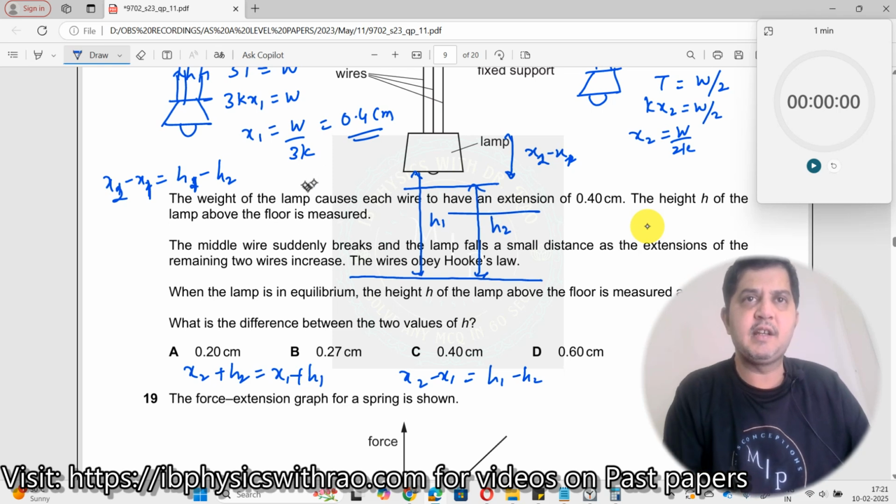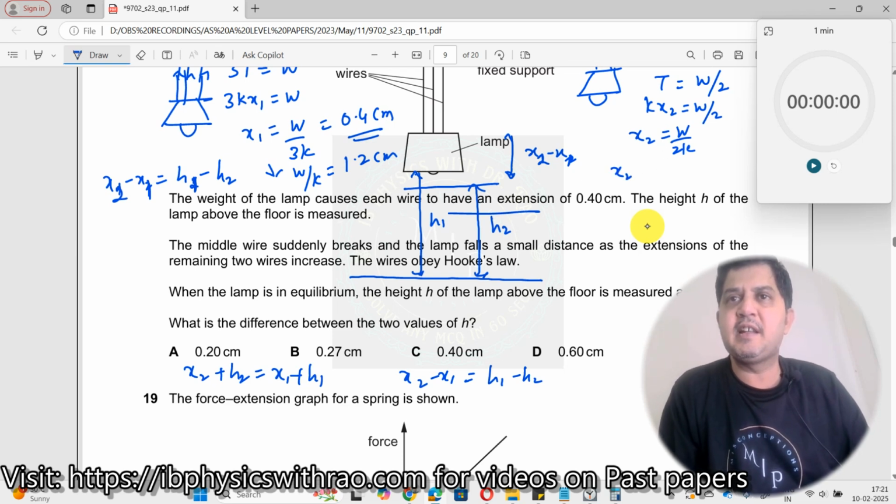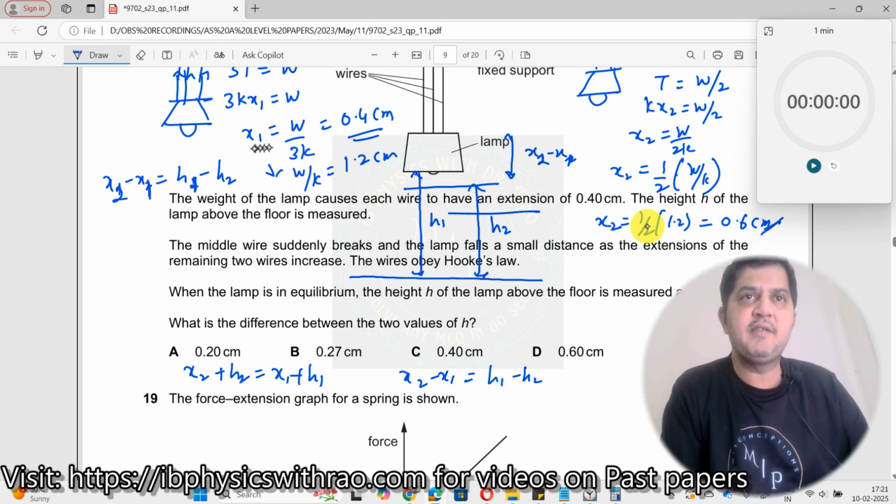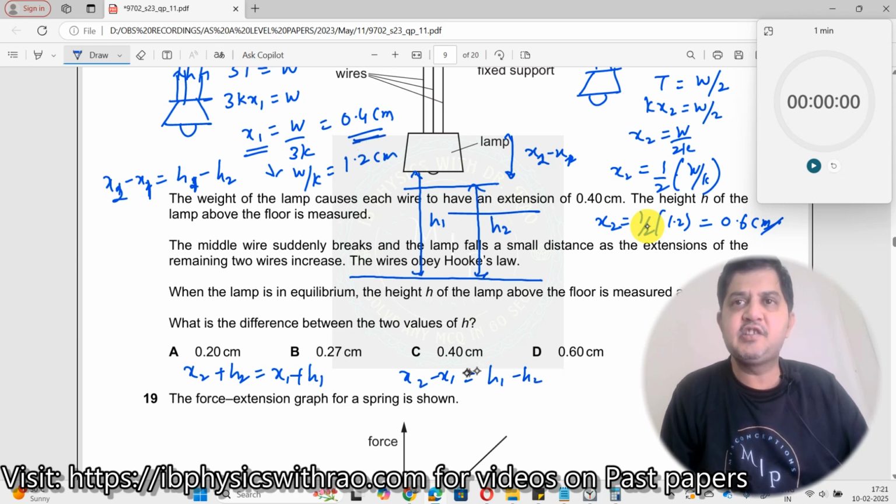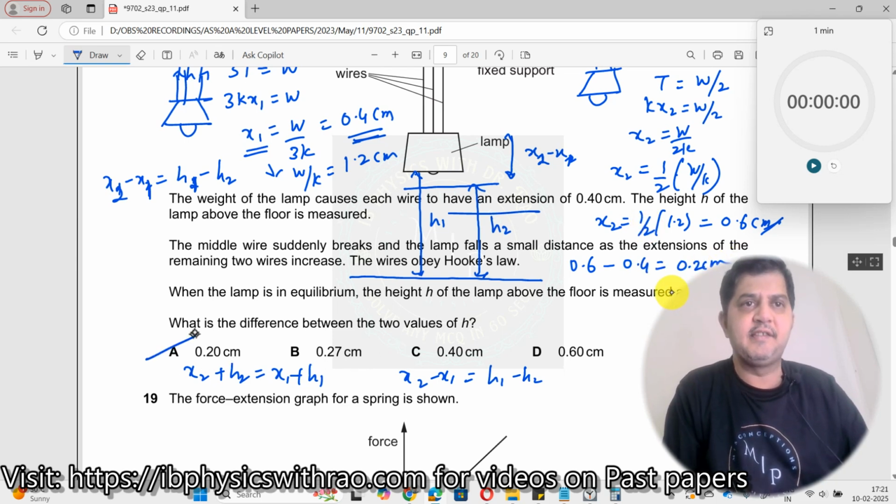Simple. From here, W by K is equal to, pushing this 3 to that side, 3 into 0.4, which is 1.2 centimeter. So here I will write x2 is equal to half into W by K. W by K is 1.2, so x2 is half into 1.2, which is equal to 0.6 centimeter. So I have the value of x2 and x1. What do I need? x2 minus x1, which is 0.6 minus 0.4, equal to 0.2 centimeter. The answer is simple.